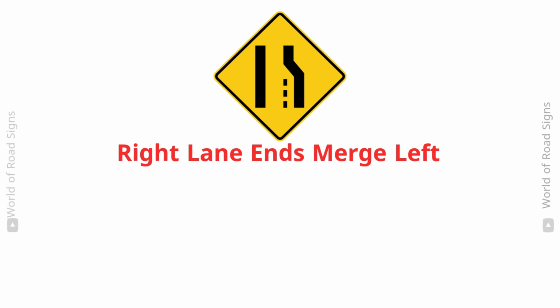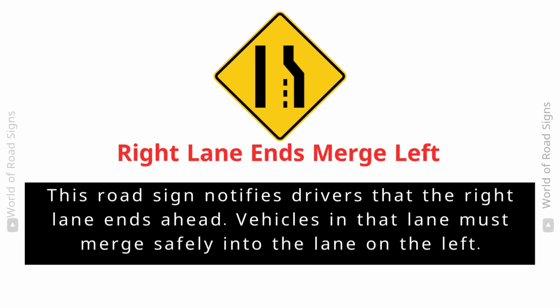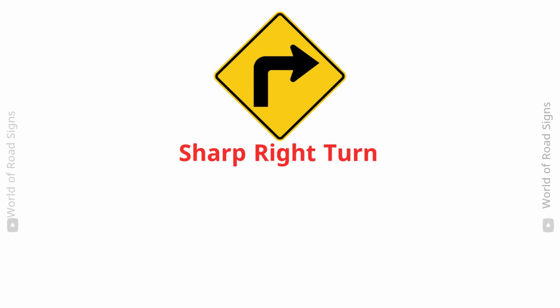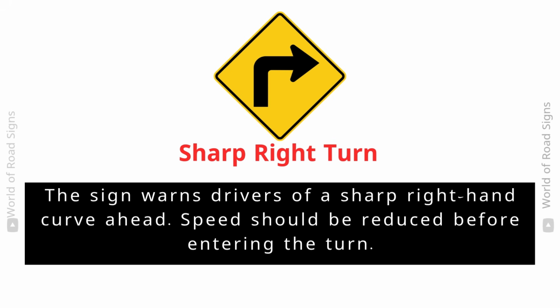Right lane ends, merge left. This road sign notifies drivers that the right lane ends ahead. Vehicles in that lane must merge safely into the lane on the left. Sharp right turn. The sign warns drivers of a sharp right-hand curve ahead. Speed should be reduced before entering the turn.